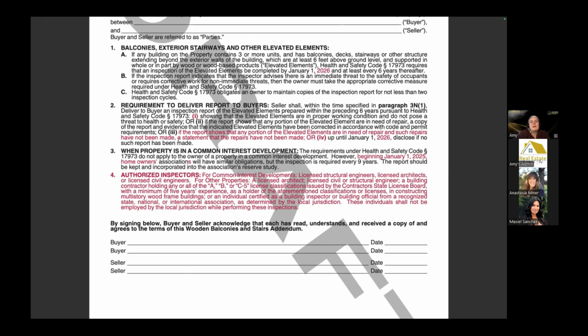They have a requirement: if the report shows that any portion of the elevated elements is in need of repair and such repairs have not been made, a statement that the repairs have not been made. Right? So they're going to deliver that, or up until January 1st, 2026. I think this was originally 2025, so I think they bumped it out a year. Disclose if no such report has been made. So not only if they have a report, they have to disclose, and if repairs were recommended, they have to state whether those were completed or not, or if they have no such report.